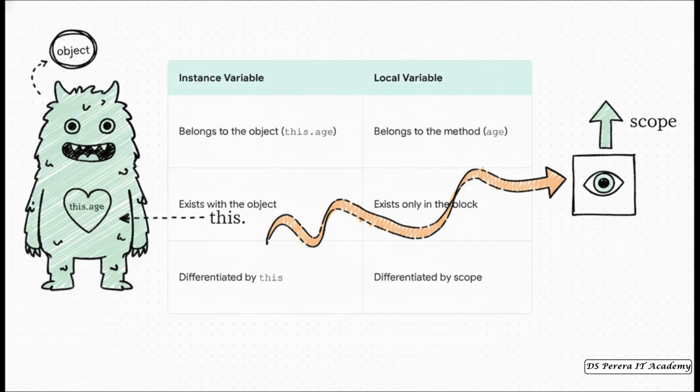So, one of the most common and practical uses for this is to solve a tricky problem called variable shadowing. This is something that trips up a lot of new programmers. It happens when an instance variable, that's the one that belongs to the whole object, has the exact same name as a local variable, like a parameter in a method. As you can see in the table, we absolutely need a way to tell them apart. Let's imagine a constructor for our monster.